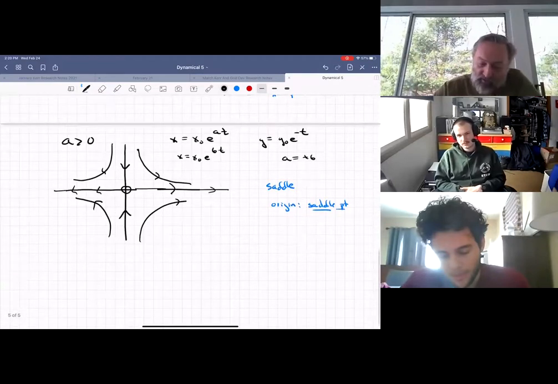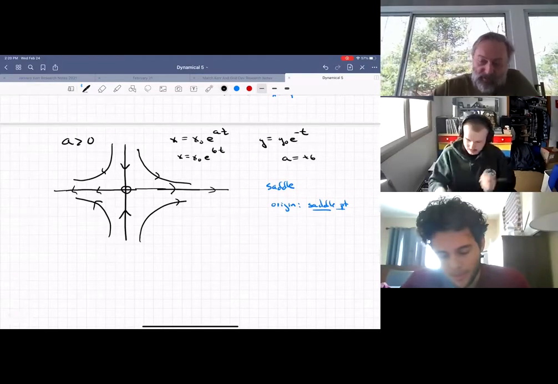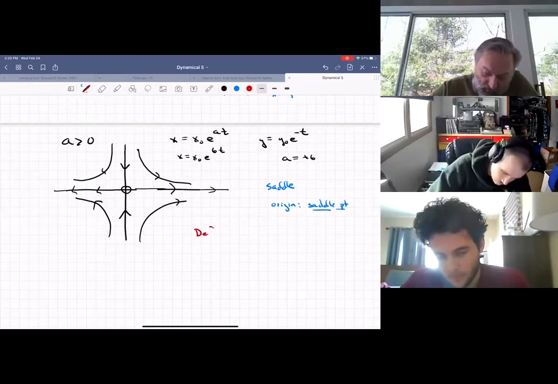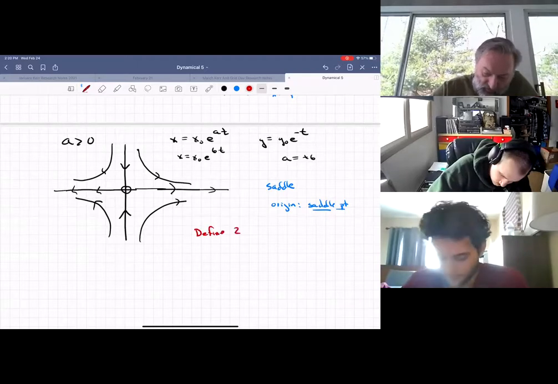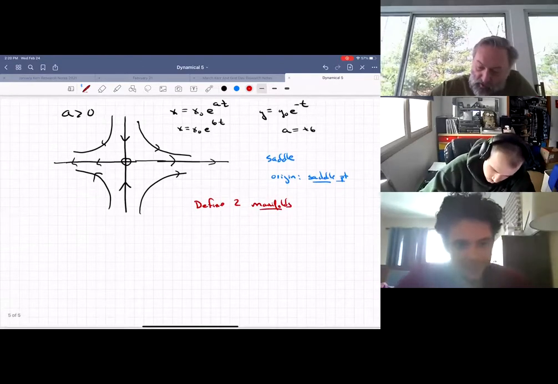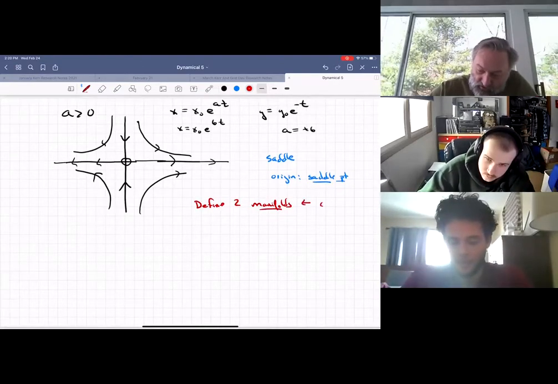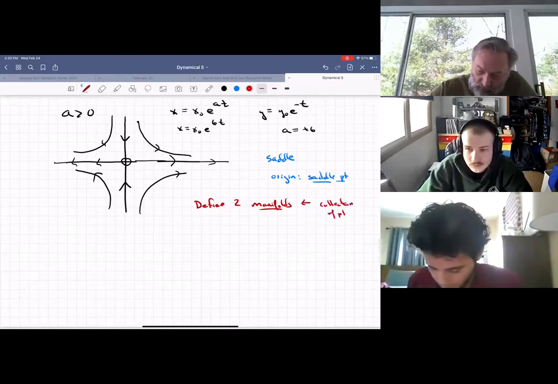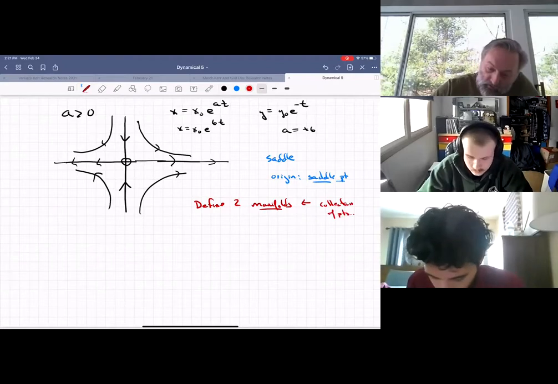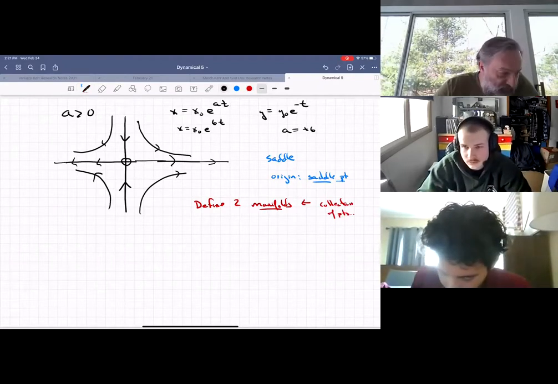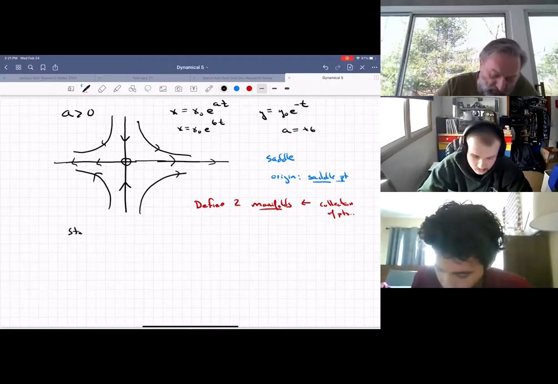So there's an important piece of information here in the saddle. We're going to define two manifolds. So what do we mean by manifold? A manifold is a collection of points with some other properties. So the first manifold that we're going to define is called the stable manifold.